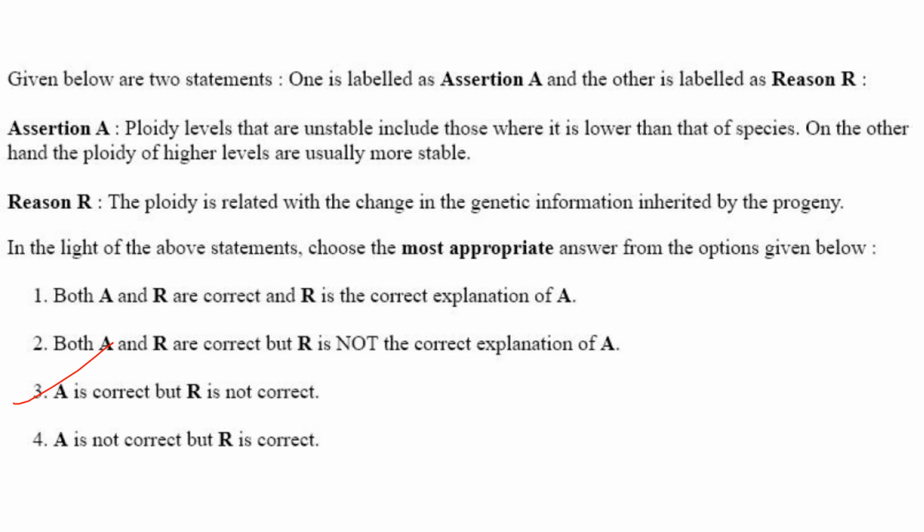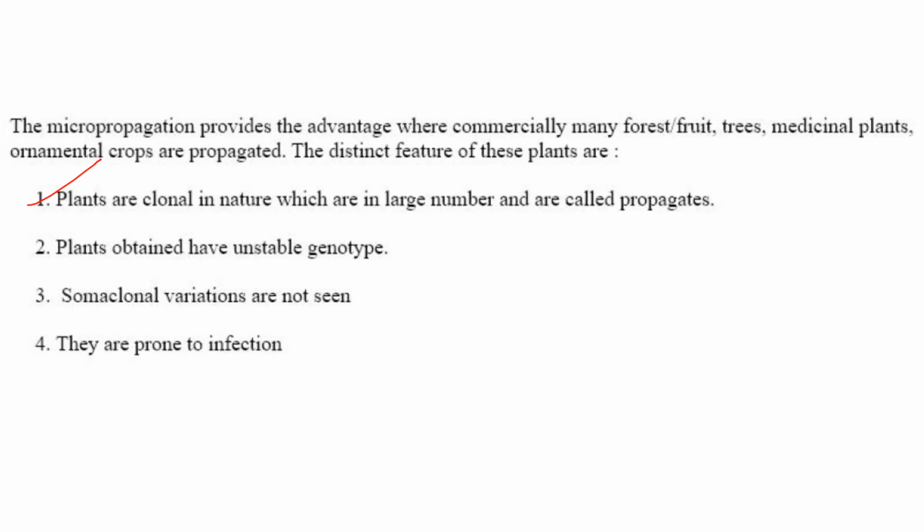Then next one. Ploidy levels that are unstable include those where it is lower than that of the species. On the other hand, the ploidy of higher levels are usually more stable. Correct. The ploidy is related with the change in the genetic information inherited by the progeny. R is not correct. So A is correct but R is not correct. Answer is option 3.